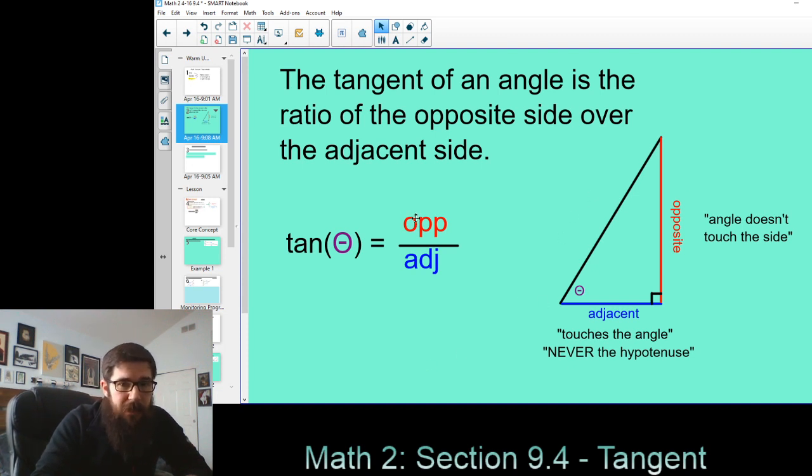It's the opposite side, which I have here matched in red. From the perspective of this angle, it's looking to that opposite side. No part of this angle touches that side. Divided by the adjacent, which is a side that touches the angle, but it's also never the hypotenuse. The hypotenuse is always opposite the 90, so it should be your longest side. We're not going to use that in tangent at all, okay? The hypotenuse will come back in sine and cosine, which we'll get to next week, all right? Let's put this to use a little bit, all right?